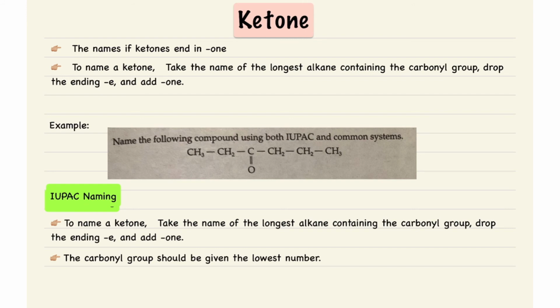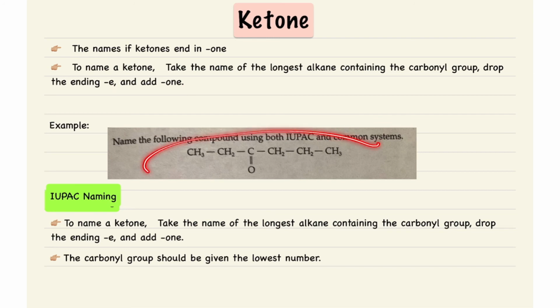So, the names of the ketones end in -one. Yung ending niya, tatanggalin natin yung letter E. We will remove letter E and then replace it with the ending -one. So, to name a ketone, take the name of the longest alkane containing the carbonyl group. Carbonyl group yung tawag pa rin sa ketone, sa functional group niya. So, tanggalin yung letter E, palitan ng -one.